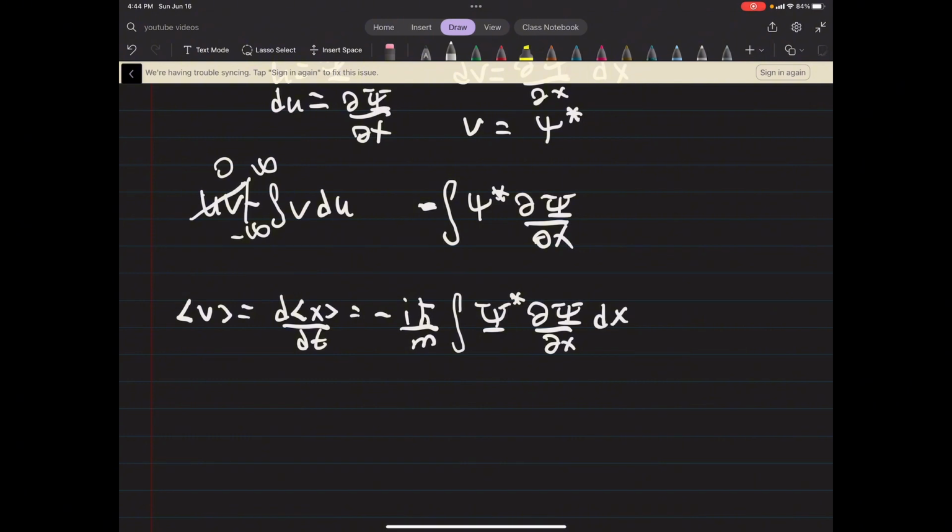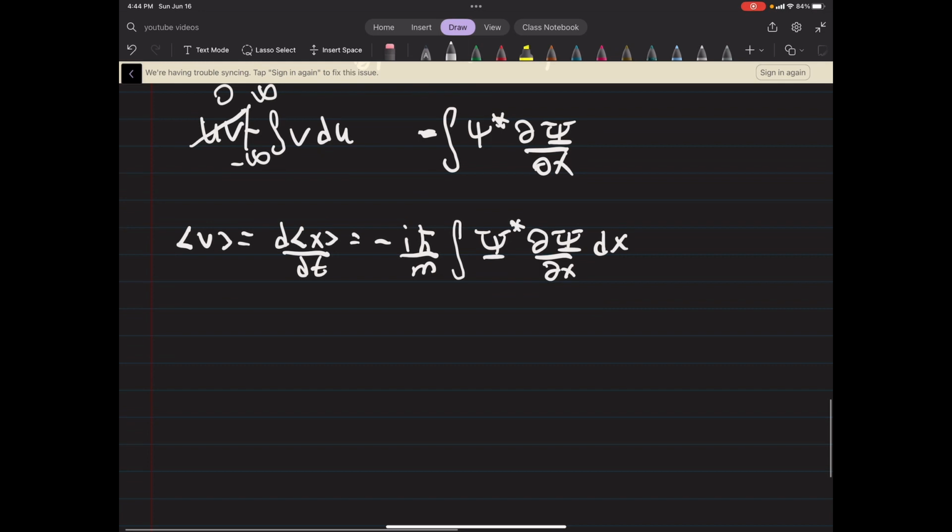Alright, so now we have velocity, and this is analogous to our velocity in classical mechanics, but a little bit different, and we'll talk more about that later. But at least for right now, I want to be comfortable with our operators and what they're doing, and then we'll get more into, I guess, their meaning.